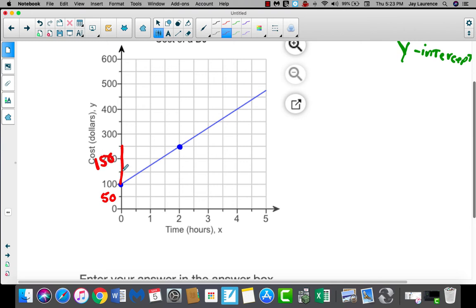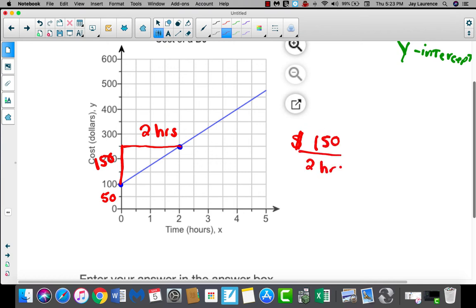How did I get that? I counted up 3, and each block is 50. 50, 100, 150. Now the run is 2 hours. Okay, 2 hours. So the rate is $150 per 2 hours.